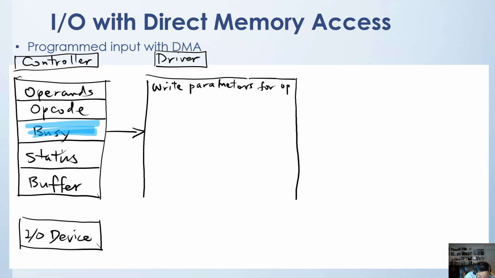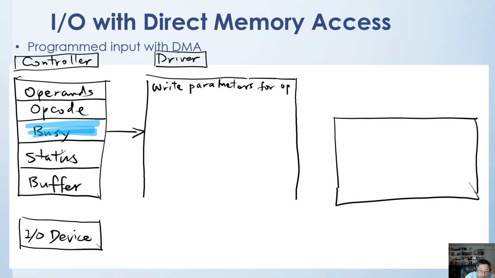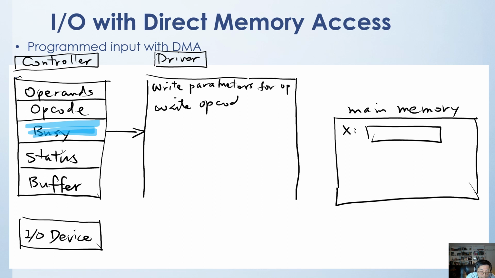Of course, the parameters include the starting location X in the main memory. So the starting location X in the main memory should be included in the parameters. And then you're going to write the opcode, which is the input operation, right? So once these are done, the controller is going to set the busy register to busy, right?